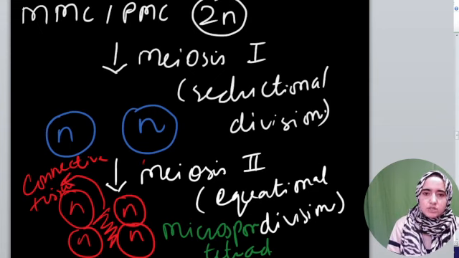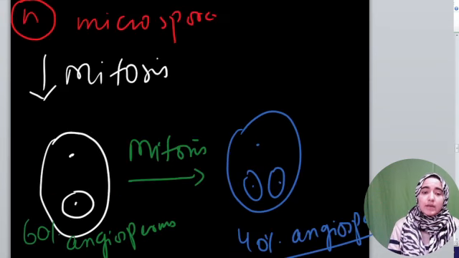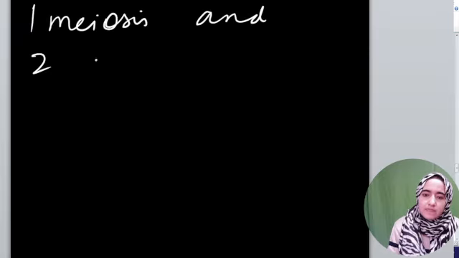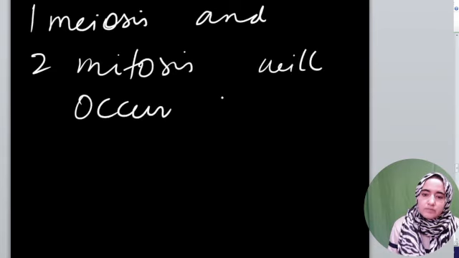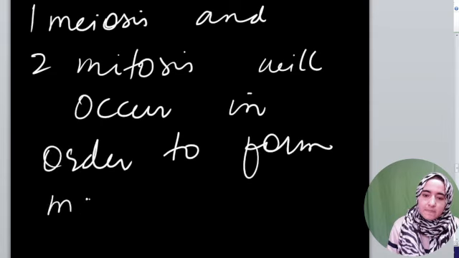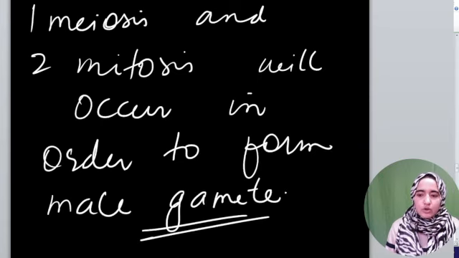First, we saw meiosis. One meiosis will take place, and we already know meiosis contains two parts, meiosis 1 and meiosis 2, but we consider that one meiosis. And how many mitosis will occur? One mitosis, two mitosis. That means our answer should be one meiosis and two mitosis will occur in order to form the male gamete in flowering plants. I hope this concept is clear, right?